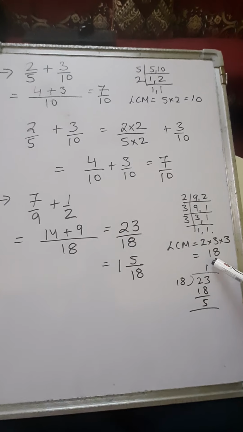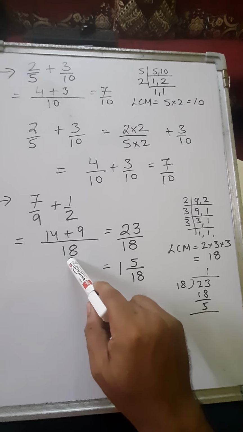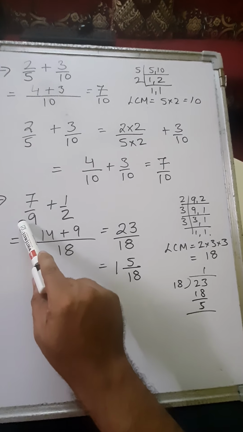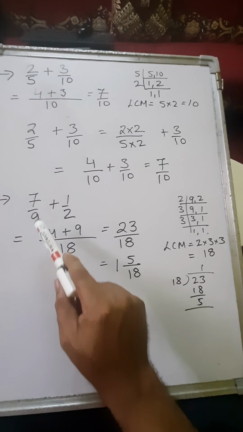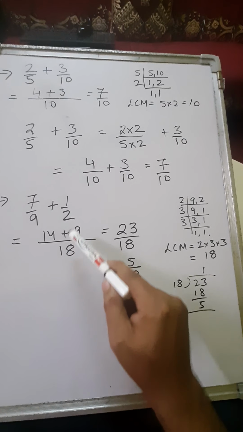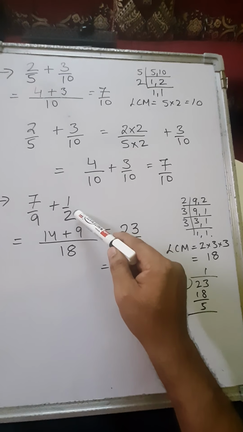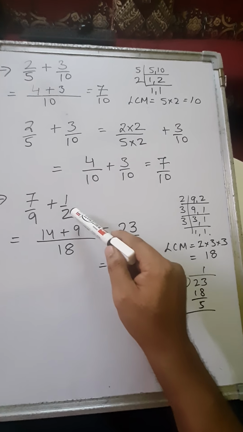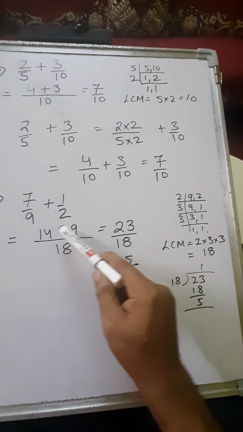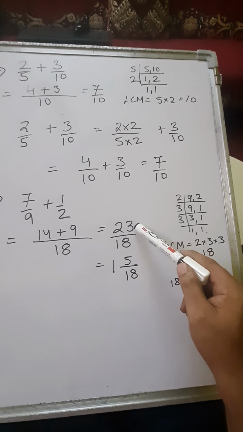LCM is 18. Now we'll write the LCM here in the denominator, and this LCM is divided by the denominator of the first fraction. So when 18 is divided by 9, what will we get? 9 2s are 18, 2 will come, and 2 7s are 14. When 18 is divided by the denominator of the second fraction, what will we get? 9. 2 9s are 18. When 18 is divided by 2, you will get 9, and 9 1s are 9. So when we add 14 and 9, we'll get 23. So the addition of these two fractions will be 23 upon 18.